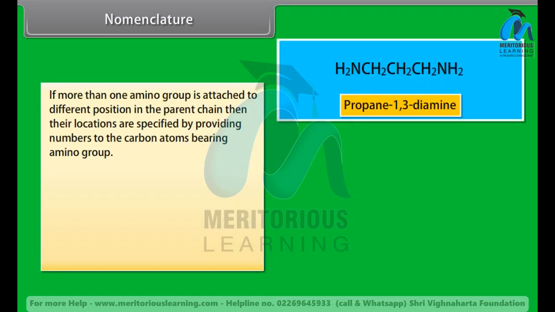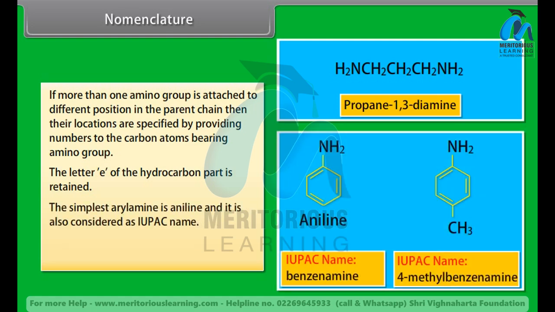If more than one amino group is attached to different position in the parent chain, then their locations are specified by providing numbers to the carbon atoms bearing amino group. The letter E of the hydrocarbon part is retained. The simplest arylamine is aniline and it is also considered as IUPAC name. In IUPAC system, suffix E of arene is replaced by amine.